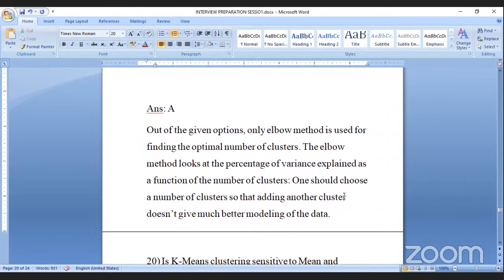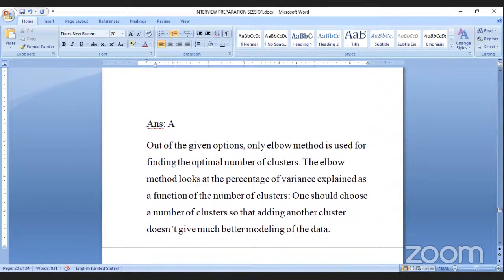Okay, please, friends, let's make a note of it. Out of the given options, only the elbow method is used for finding the optimal number of clusters. The elbow method looks at the percentage of variance explained as a function of the number of clusters. One should choose a number of clusters so that adding another cluster doesn't give much better modeling of the data. That is why we use the elbow method. Just make a note of it and let me know once done.